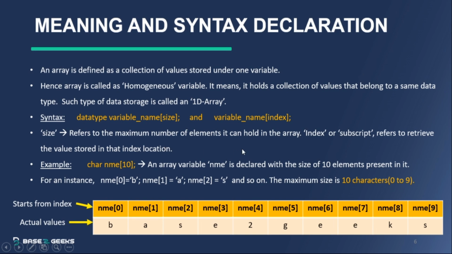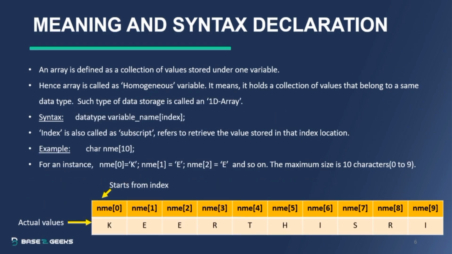So size refers to the maximum number of elements stored, then index or subscript is used for retrieving the value. So for instance, what is name of 0 going to give? It is going to give the value B, right? So if I give name of 1, it is going to give the value A. If it is name of 2, it is going to give the value S. So like this, for any index location I am able to retrieve the value, friends, right? So this is the way we must implement a 1D array data structure, right friends?